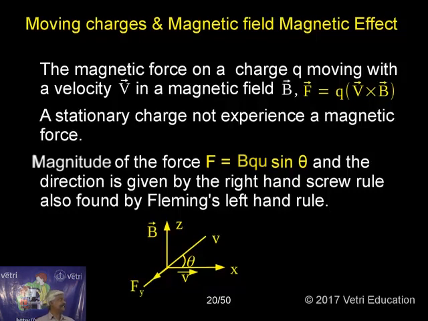Now the moving charges or magnetic field, the magnetic effect. Whenever current flows through any coil, circuit or wire, automatically a magnetic field is produced. It is very easy to produce a magnetic field. We easily have electric current available, and when it is made to pass through any wire, automatically the wire is surrounded by a magnetic field. The magnetic force on a charge Q moving with a velocity V in a magnetic field B is F equal to Q into V cross B. That is the Lorentz force.